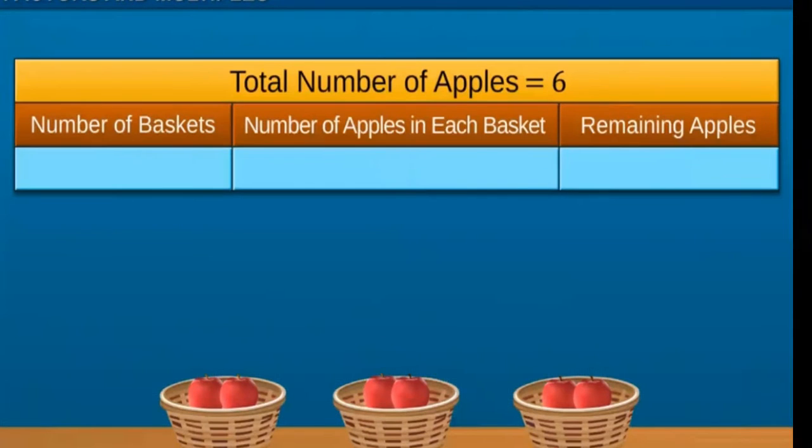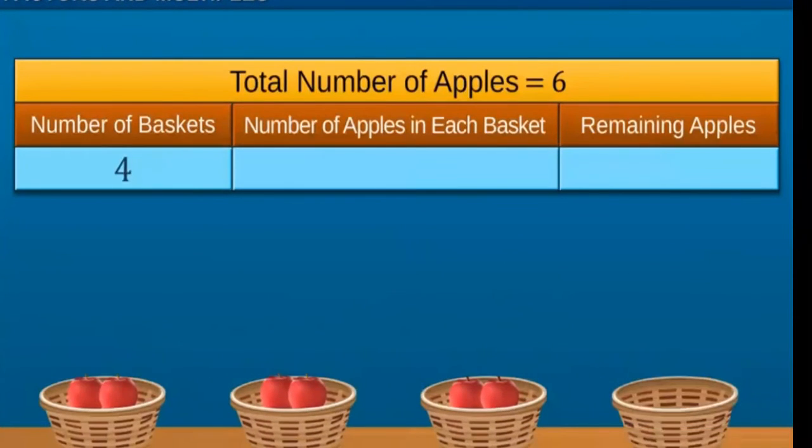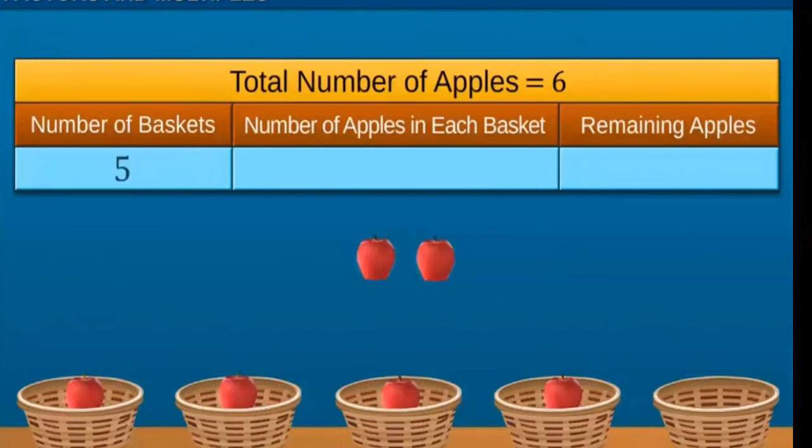Now, if we have 4 baskets, we have a problem. After packing 1 apple in each basket, there are still 2 apples left. Thus, we cannot divide 6 apples equally in 4 baskets. If the number of baskets is 5, we still have a problem. 1 apple can be packed in each basket and there is still 1 apple left.